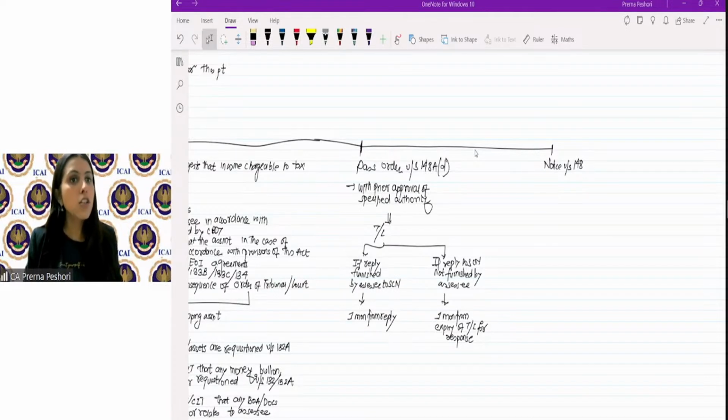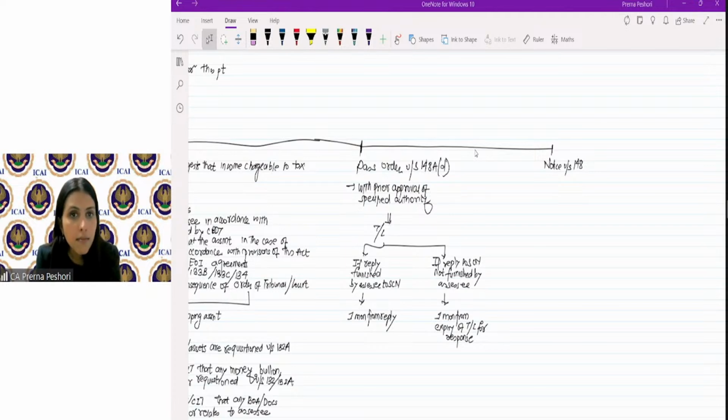So the first thing is 148A. Now 148A does not apply in case of search, in case of the information or books of accounts or bullion jewelry belonging to the assessee, in case of information collected by the AO himself. Are we clear? Yes or no? Any questions so far? Any doubts so far? And then you have the order under 148A and then you have the notice under 148 which is issued by the AO along with the copy of the order under 148A requiring him to furnish a return of income.